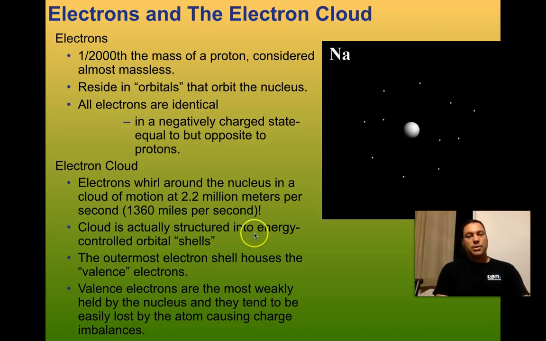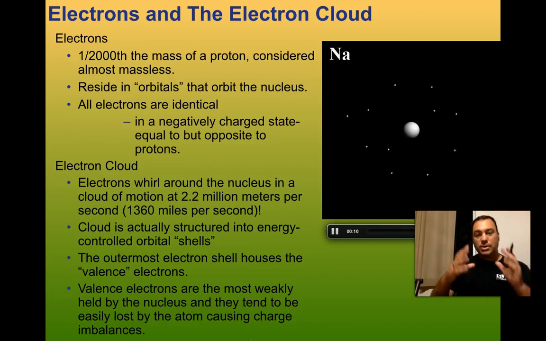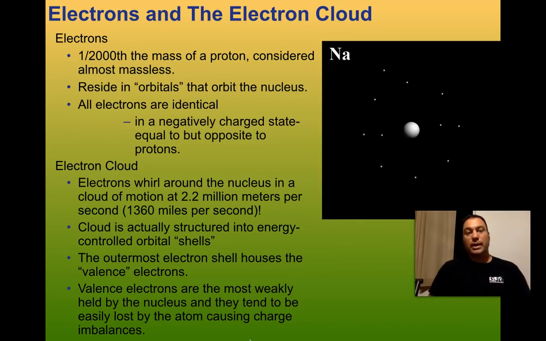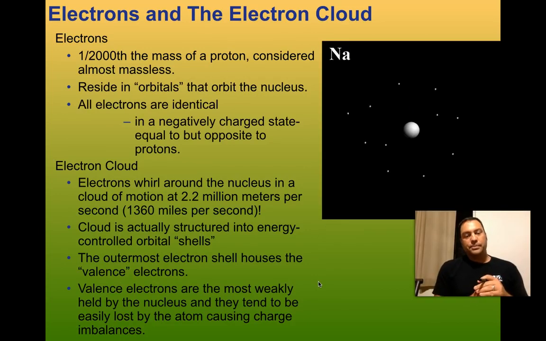The cloud is actually structured into energy-controlled orbital shells, and this is what we were implying when we were talking about this here, right? The inner, the middle, and the outer for the sodium, that these are actually shells of electron distribution. And they don't actually follow this. This is what we would call schematic operations. It turns out that they actually move in a figure-8 pattern. But this is good enough for our discussion here.